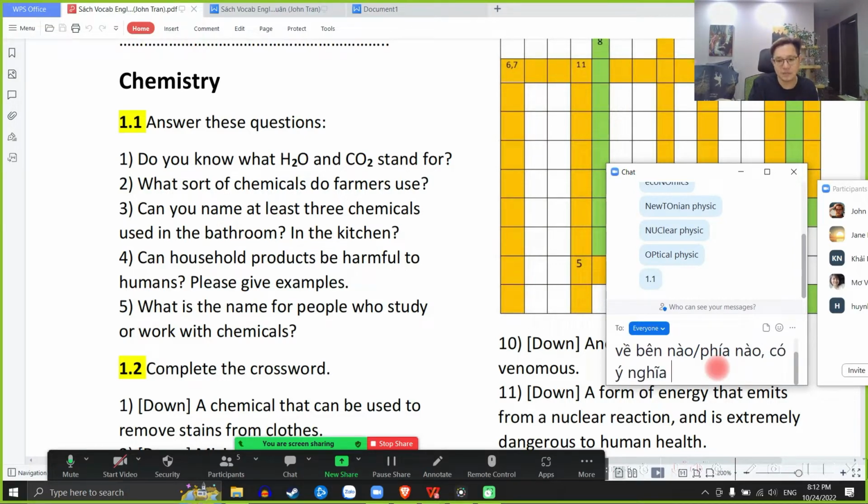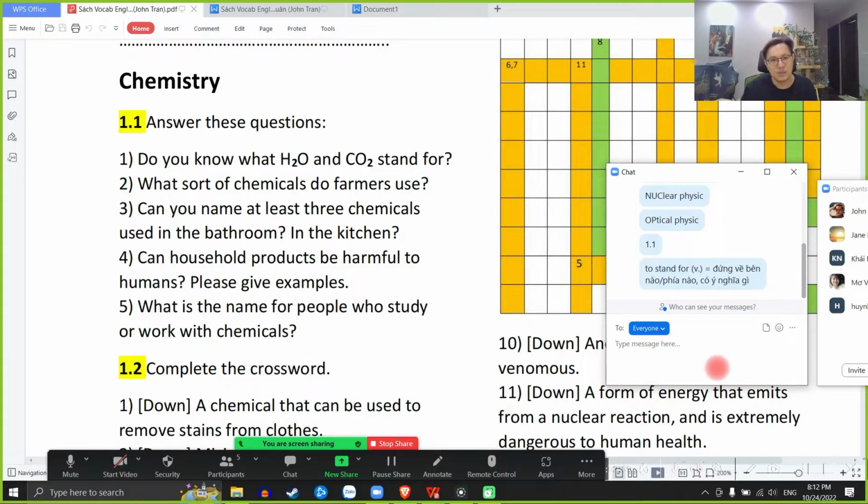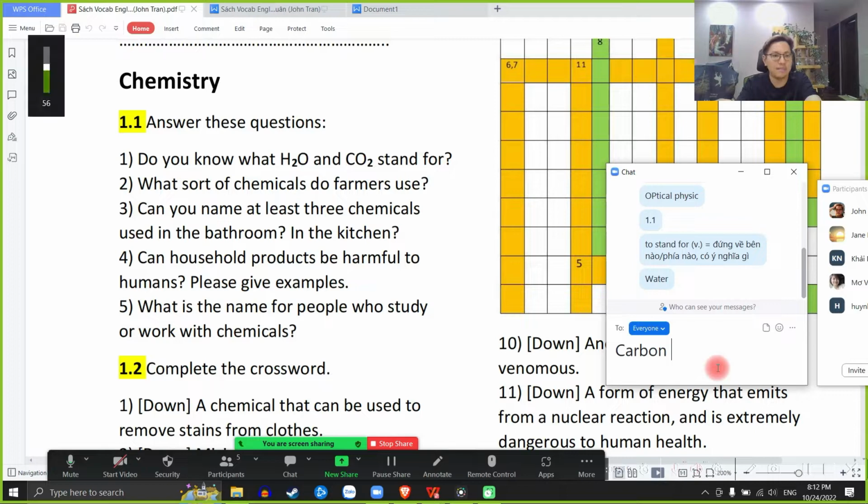What's the meaning of that? So do you know what H2O stands for? Do you know what H2O means? Water. Of course, it's water. And what is CO2? Carbon dioxide. Careful. Carbon dioxide.